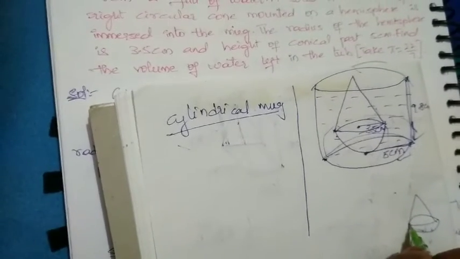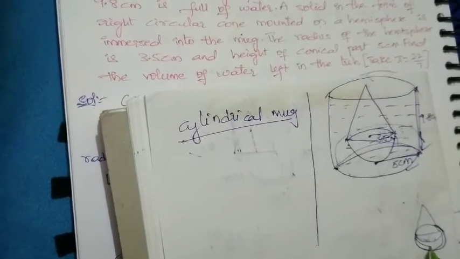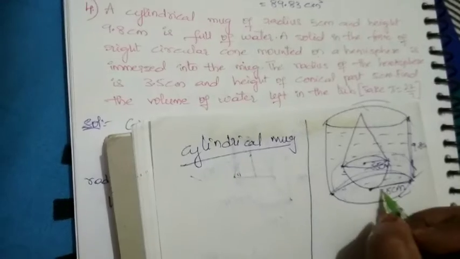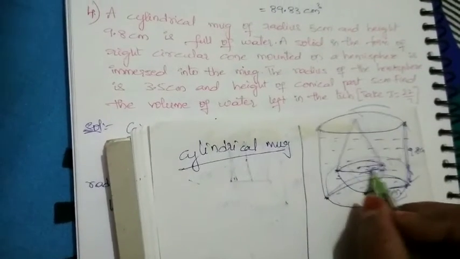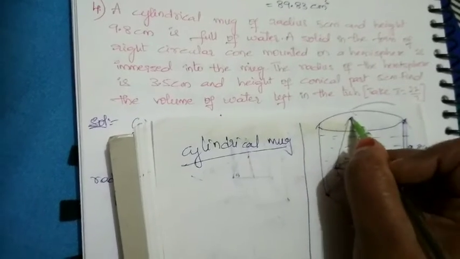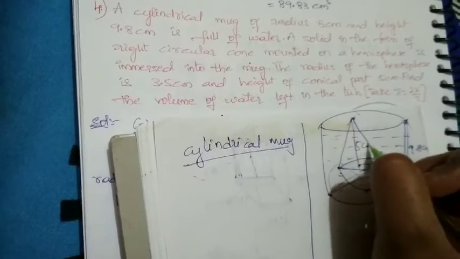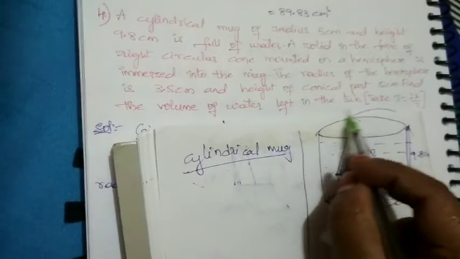See children, here the cylinder radius is also equal, right? When it is equal, it will be like this. But it is not equal, so I am taking the smaller radius, which is 3.5 centimeters. And the height of the conical part is 5 centimeters. Find the volume of water left in the tub.